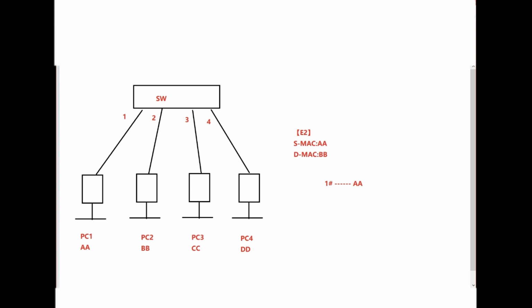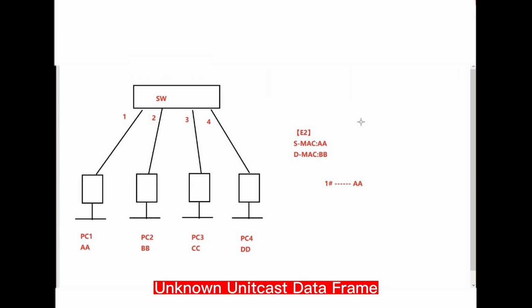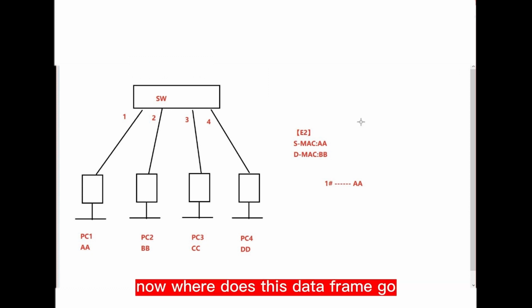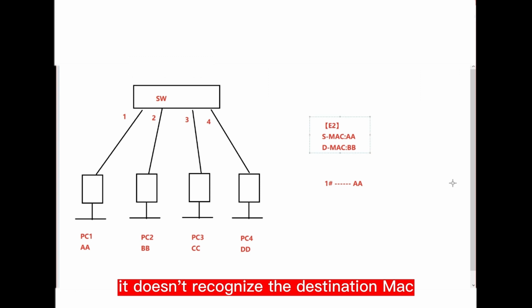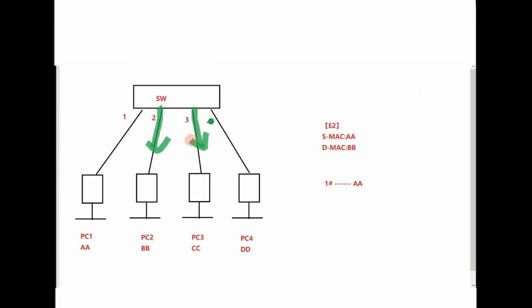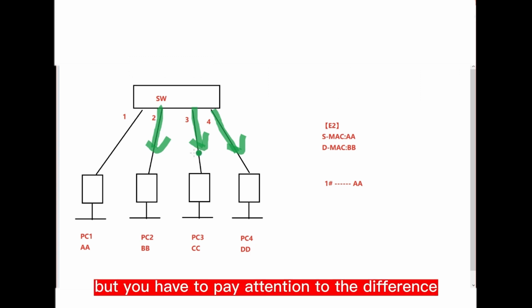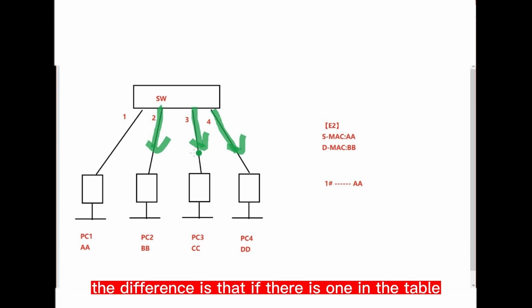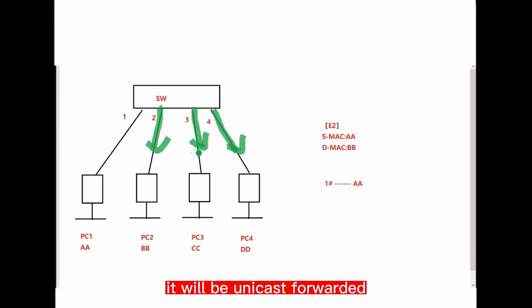If the switch does not have that entry, it is an unknown unicast data frame. Now where does this data frame go? It doesn't recognize the destination MAC, so now it will perform flooding. The action of flooding is to send a copy from all other interfaces. It's the same as the hub just now. It will also send, but you have to pay attention to the difference. The difference is that if there is an entry in the table, it will be unicast forwarded. Flooding if there is no entry in the table.